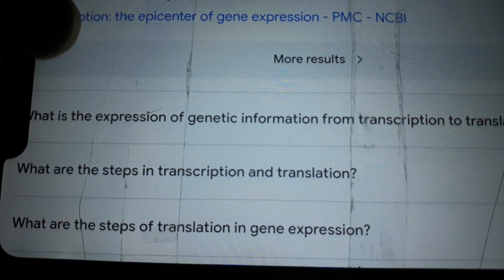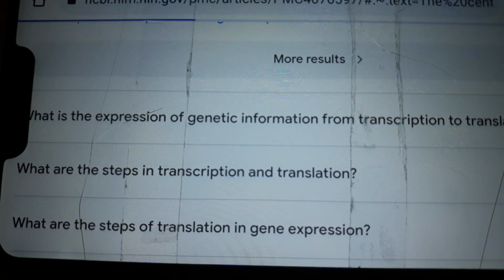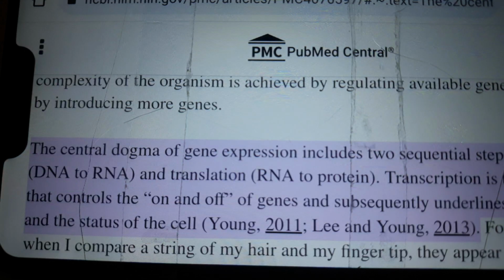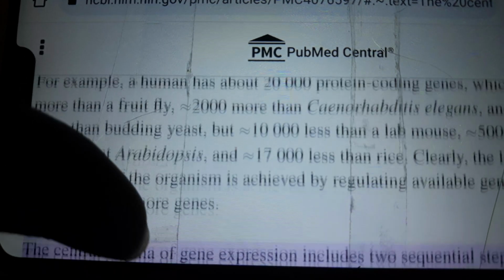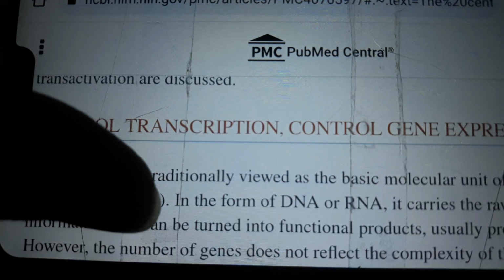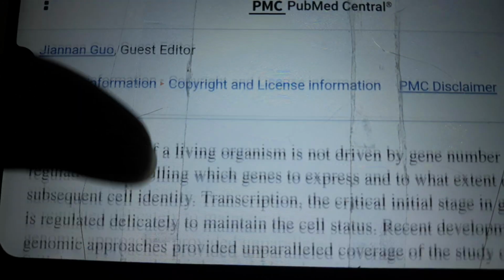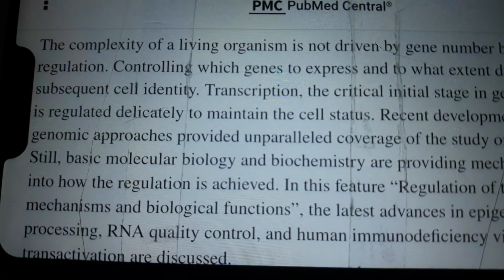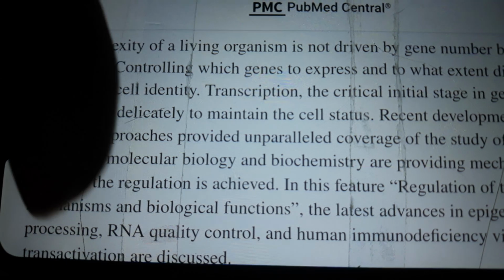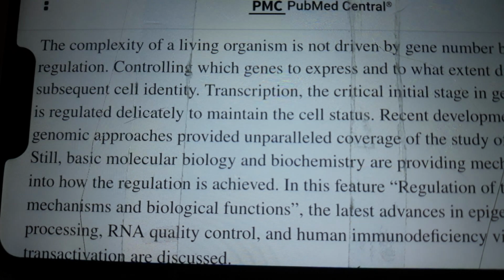Now we're going into the subject matter proper through PubMed Central, the international research portal. Right? Now, control transcription, control gene expression. Transcription is the epicenter of gene expression. The complexity of a living organism is not driven by gene number, but gene regulation. Controlling which genes to express and to what extent dictates the subsequent cell identity.